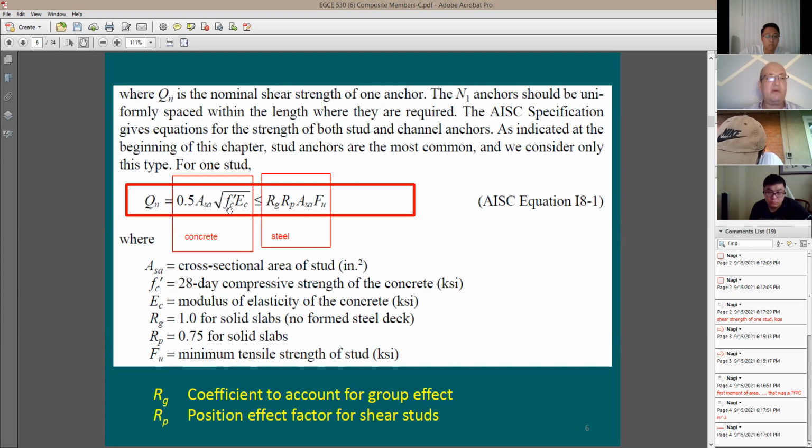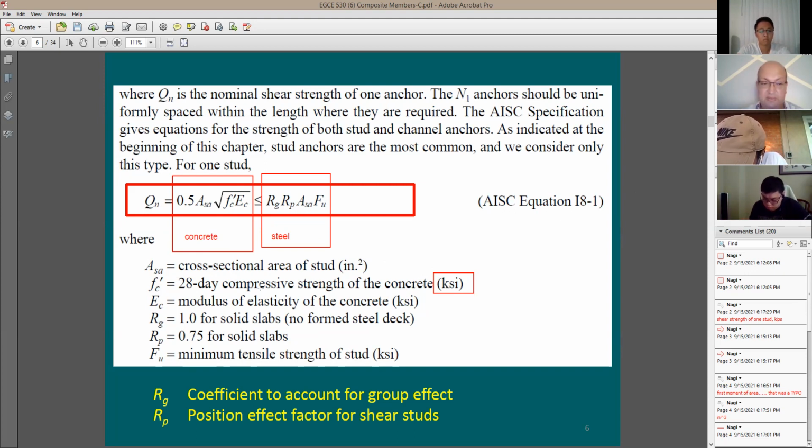F prime c is the concrete strength, and E sub c is the modulus of elasticity for the concrete. We usually say in the ACI that the ACI code is a psi code. Whenever you see f prime c, you're going to be using it in psi. Whenever you use E sub c, it's going to be in psi. But in this specific equation, you cannot do this. In this equation, they say f prime c has to be in ksi. If I have 4,000 psi concrete, I'm going to be using 4 in this equation. E sub c is also going to be in ksi.